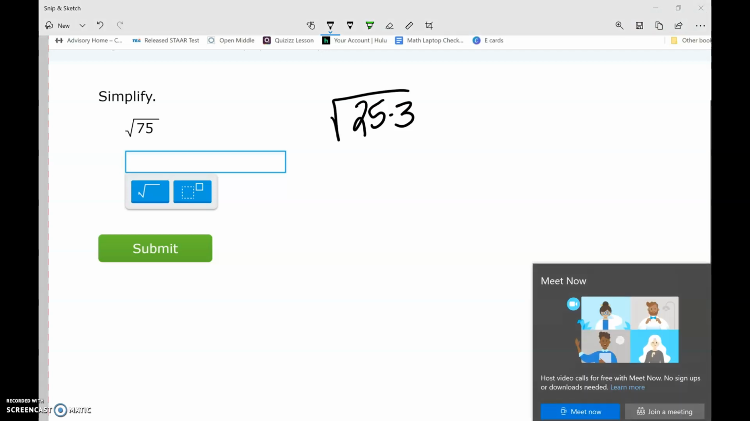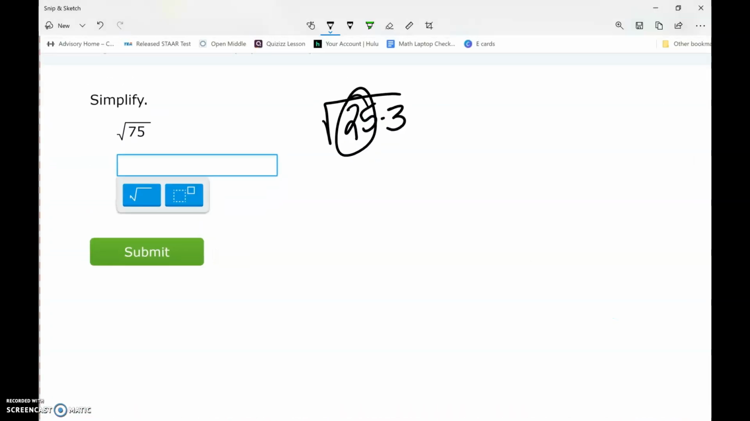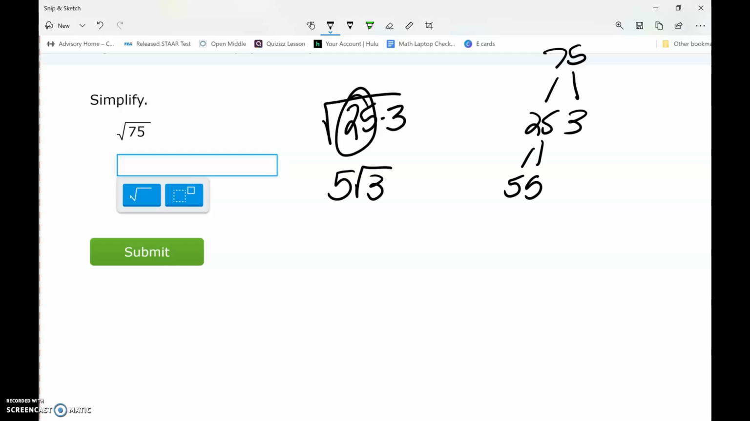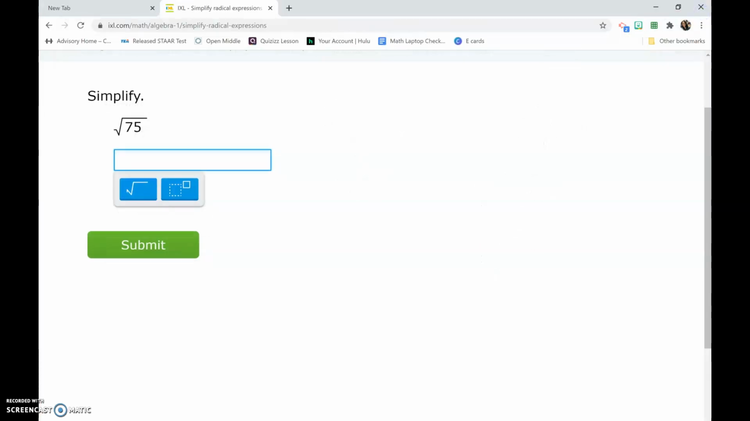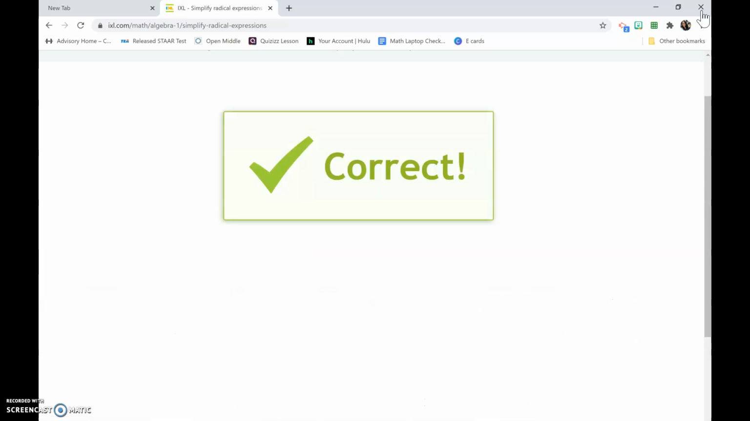So I have 25. I'm going to circle that. The square root of 25 is 5. Then I have square root 3. Or if you don't see it that way, you can still break it down. 5 times 5. Then you will bring out 5 square root 3, and that's my answer.